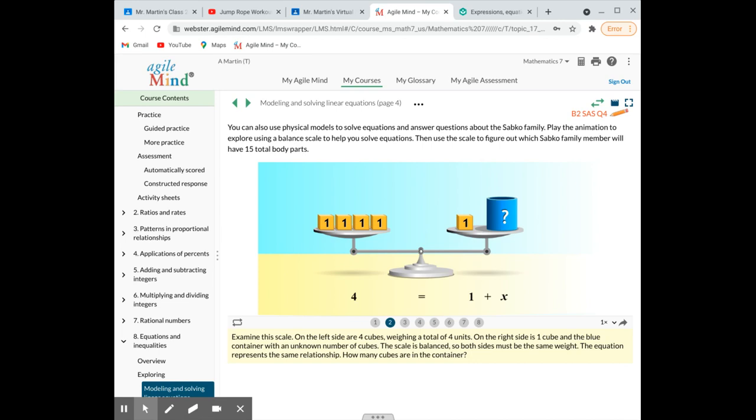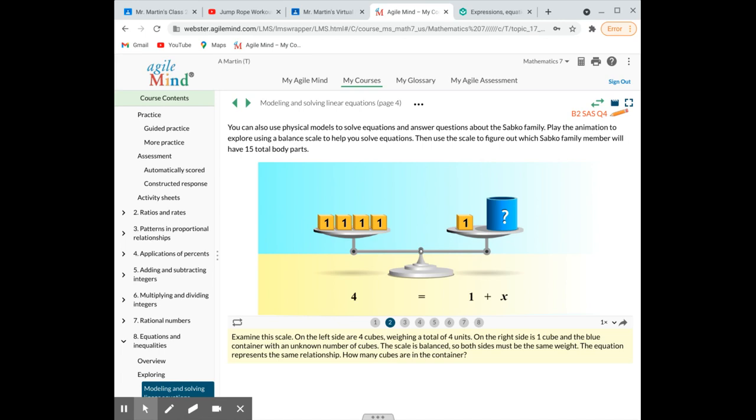So what would x have to be in order to make this scale balance out? 3. Why? Because 1 plus 3 equals 4, and 4 blocks are on the other side. Great job. Do y'all agree with what he said? Yes. Good, good.